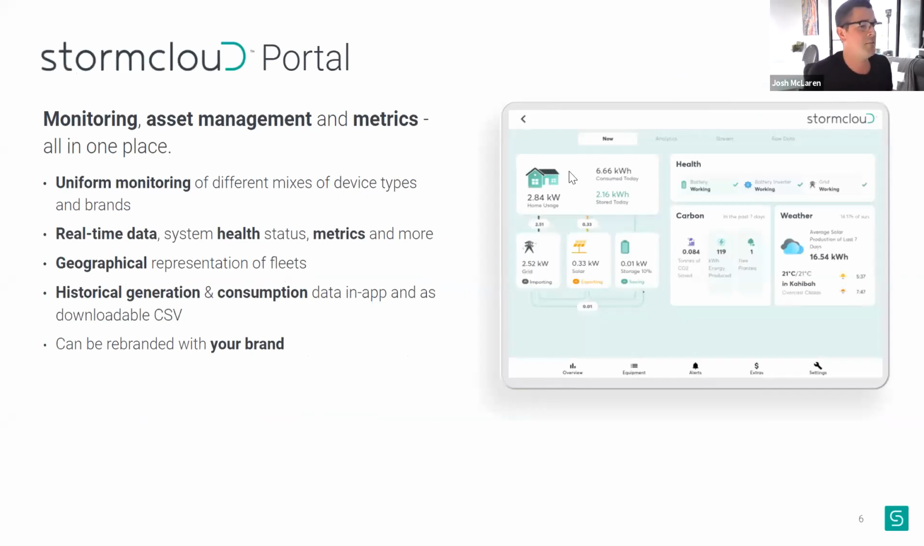So the StormCloud platform, as I said, is free to all system owners under 30 kilowatts. You can bring all those different assets onto a single platform, with really straightforward at-a-glance metrics for the homeowner to check. And also as an installer, you can manage all of your systems as well.